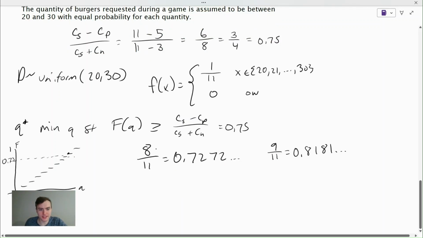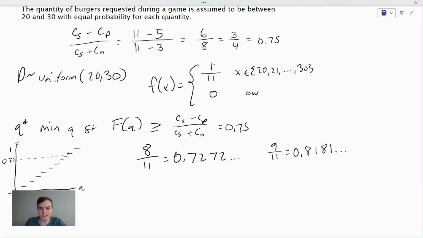I cut out for a second on 8 over 11 and 9 over 11 because I wasn't remembering those fractions. If I had chosen a different number of points, we would have had an easier fraction to deal with. But anyway, 8 over 11 is the one just under 0.75, and 9 over 11 is the one just over 0.75.